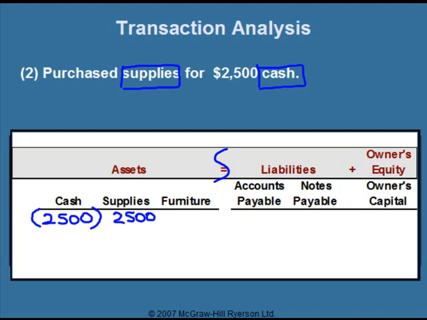When we check to see if the accounting equation is in balance, the left side has to equal the right side. Assets have to equal liabilities plus owner's equity. On the right side of the transaction, there are no liabilities and no owner's equity. So this side of the accounting equation equals 0. When we look at the left side, we have a minus 2,500 and a positive 2,500, and when we add those together, we also get 0. So the accounting equation still is in balance.